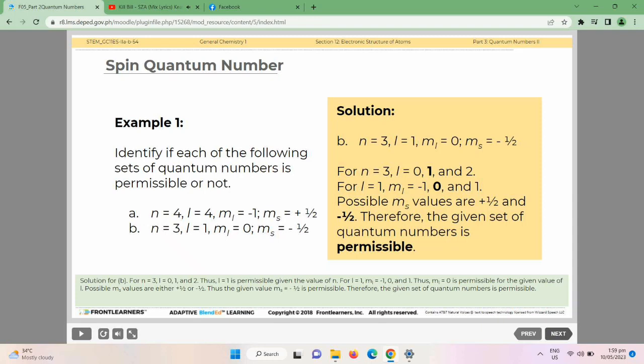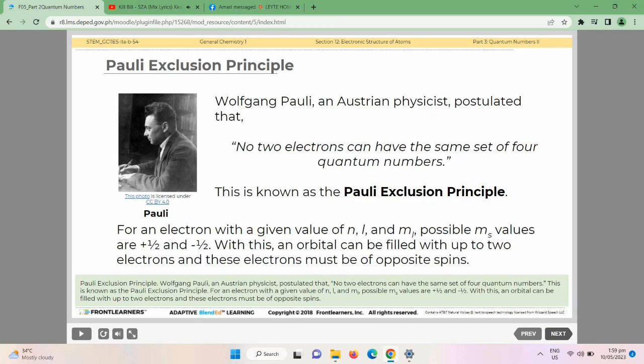Possible electron spin quantum number values are either positive 1/2 or negative 1/2. Thus, the given electron spin quantum number equals negative 1/2 is permissible. Therefore, the given set of quantum numbers is permissible. Pauli exclusion principle.